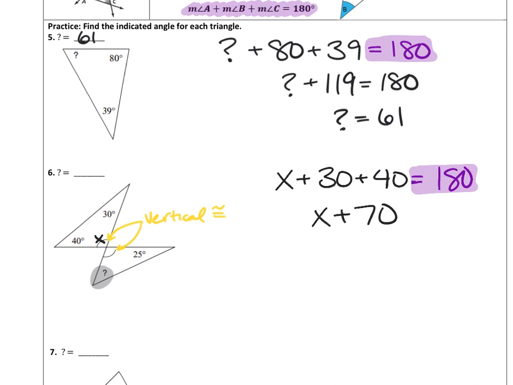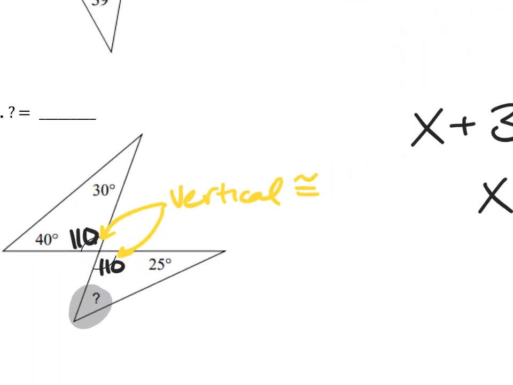Add those two numbers and then subtract it from 180. 180 minus 70 is 110. So that means that vertical angle x is equal to 110 degrees. If this is 110 degrees, how much is this one? Also 110. I like writing my numbers in, so I'm going to erase this x and put 110 right there, just so that I see in the image itself what each angle measurement is worth.